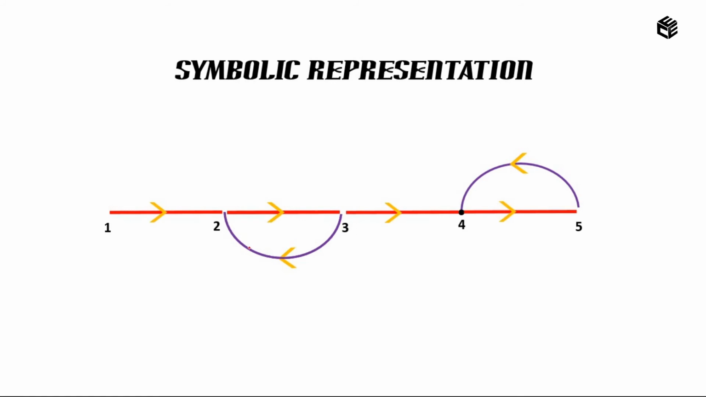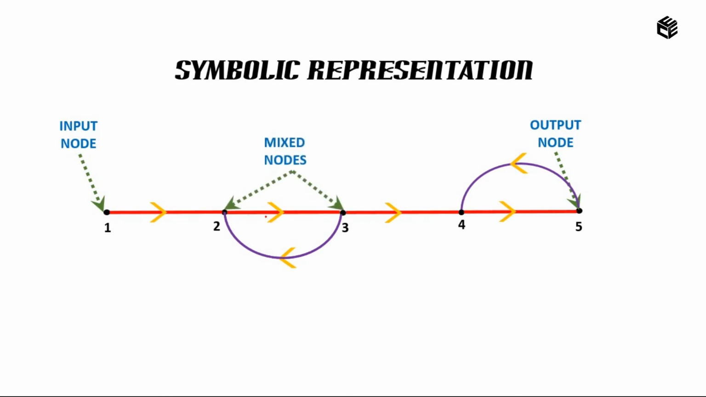Okay. So let's see the symbolic representation. Here node 1 is called the input node. Why? Because this is the node where we have an outgoing branch. Correct. Similarly, node 5 is called the output node. Why? Because an output node is a node that has incoming branches. Correct. Now we can say 2 and 3 are mixed nodes. They have both incoming and outgoing branches.